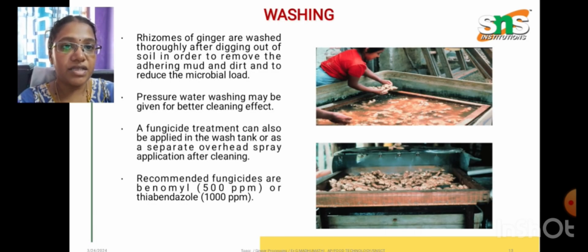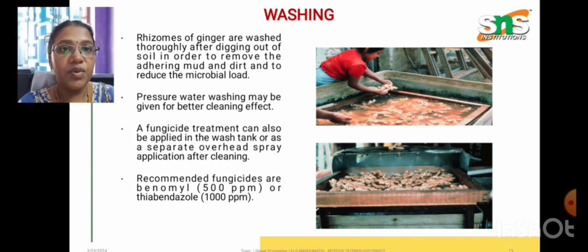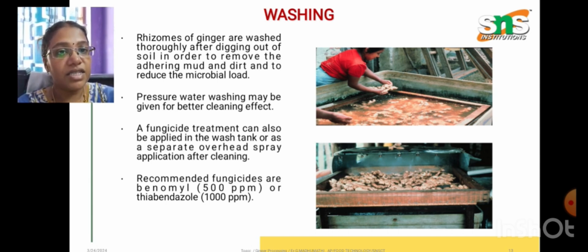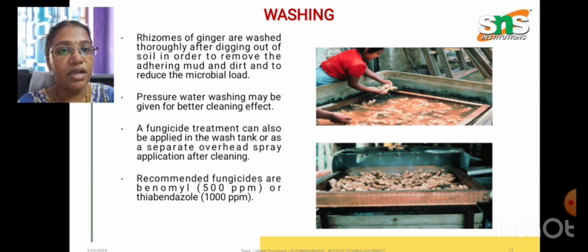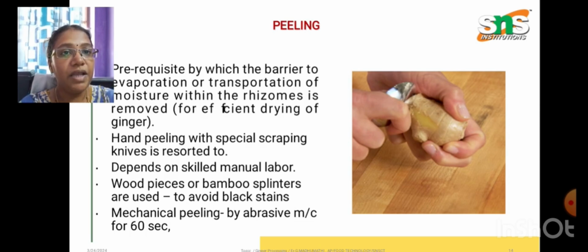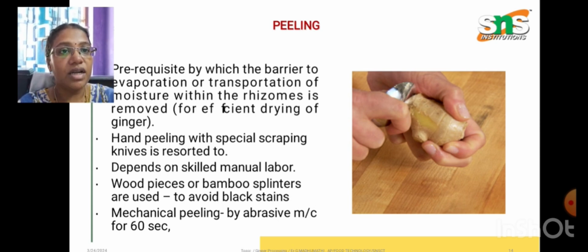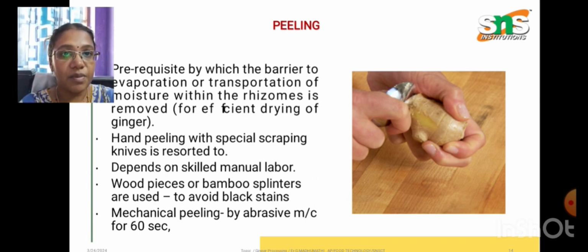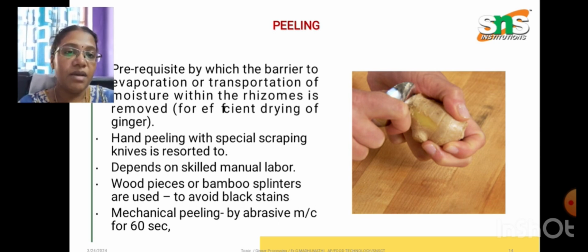Coming to the washing, as I already told, it is done mainly to remove the adhered mud and dirt in order to reduce the microbial load. Recommended fungicides like benomyl or thiabendazole are used for the fungicide removal treatment. Then why peeling? Peeling is one of the prerequisites, by which the barrier to evaporation or transportation of moisture within the rhizomes is removed. For hand peeling, knives are used. Mechanical peelers are also used, by abrasive action.